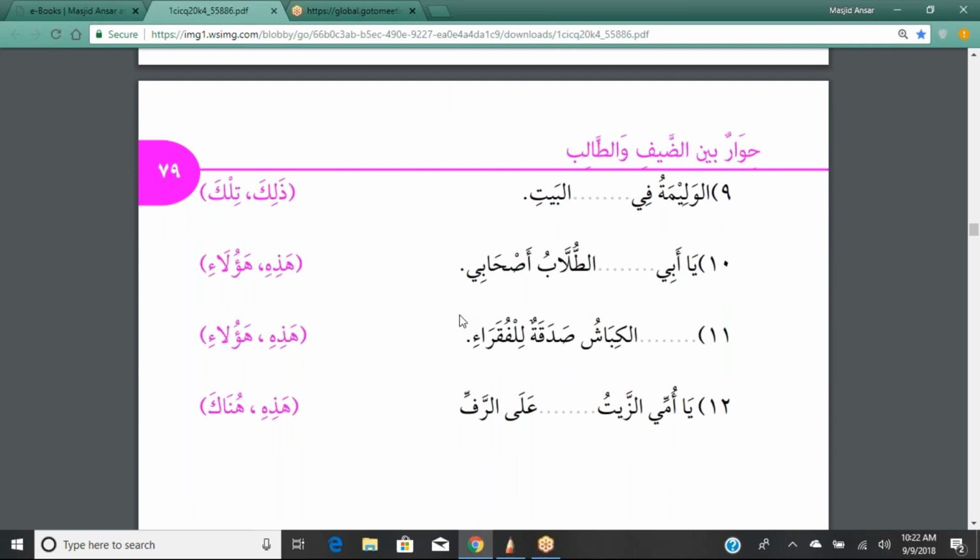الوليمة في, what do we say, ذلك البيت or تلك البيت? What do we say, ذلك البيت or تلك البيت? ذلك البيت. Bait is masculine. ذلك البيت. تلك is something that's feminine.